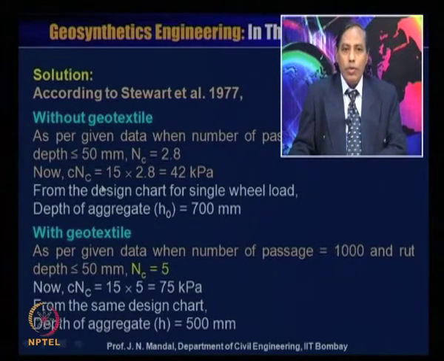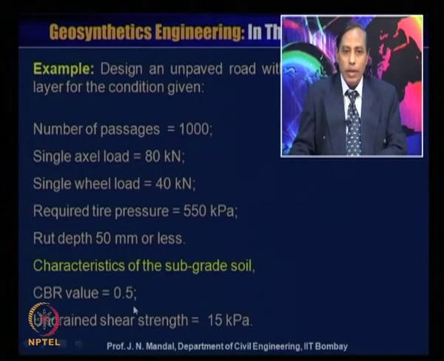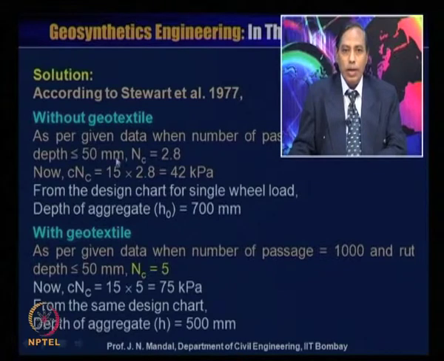So, you know c into Nc, c is 15 into Nc is 2.8. c is 15 as given, the undrained shear strength of the soil, 15 kilopascal. So, c is 15 and Nc is 2.8. That means this c into Nc will be 42 kilopascal.